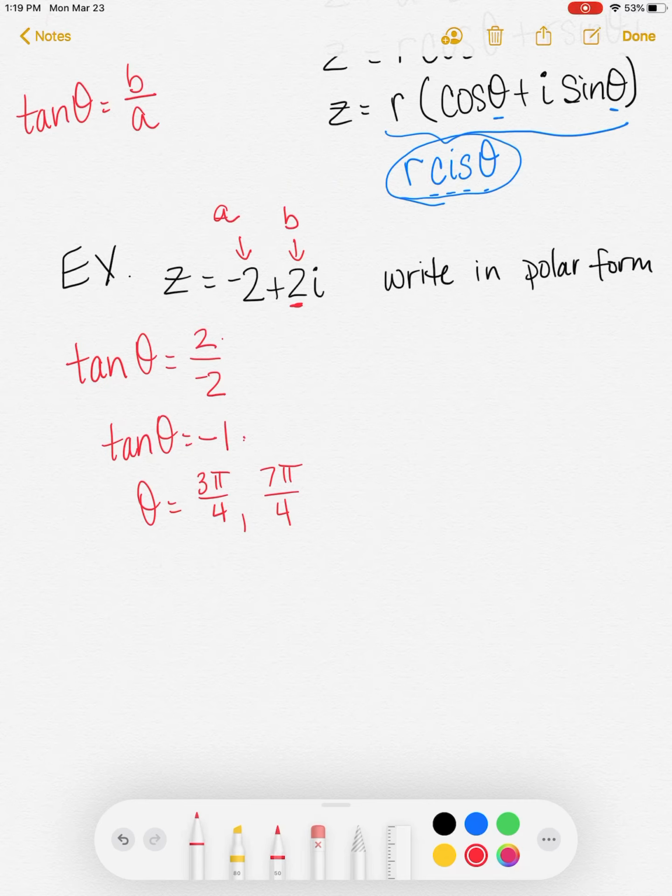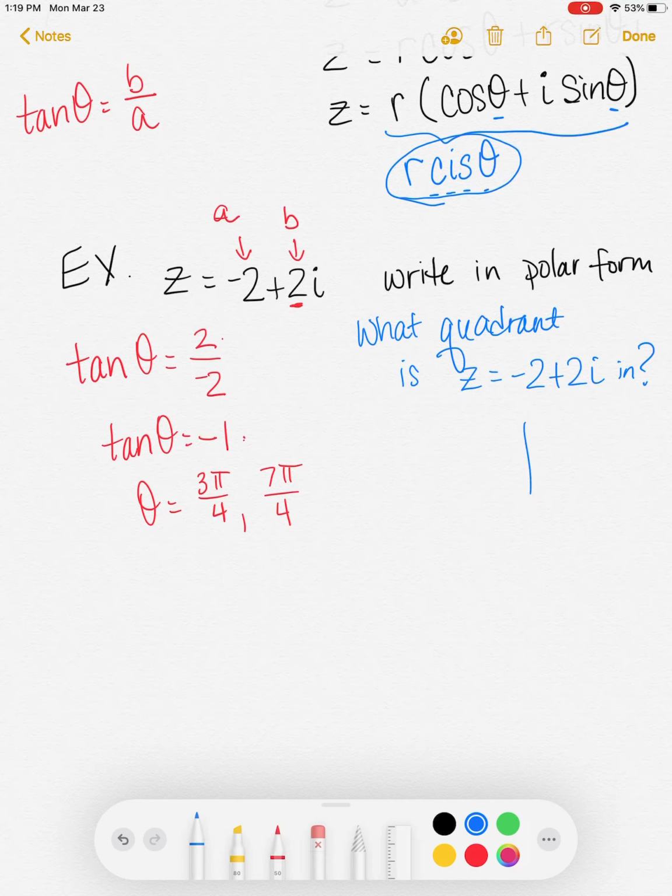But remember when we were talking about converting before, we said quadrant really is important. So ask yourself, what quadrant is z equals negative 2 plus 2i in? So just doing a quick little calculation. If I know negative 2 will go over here, positive 2 will go over here. I'm obviously in quadrant 2.